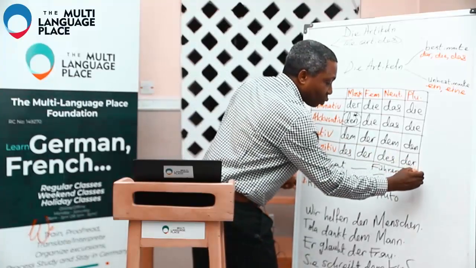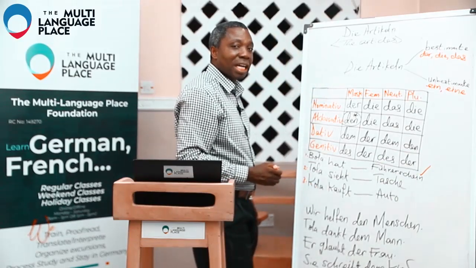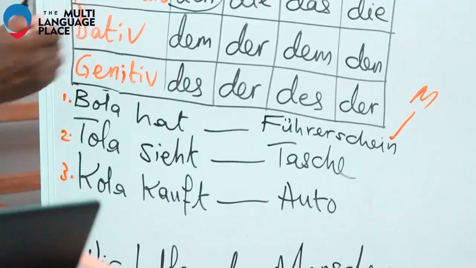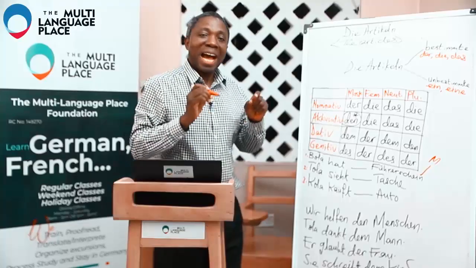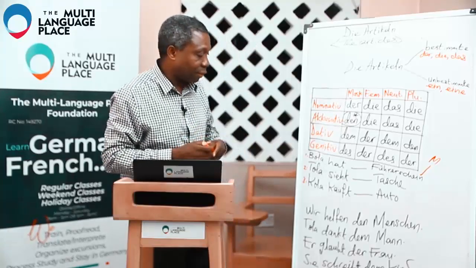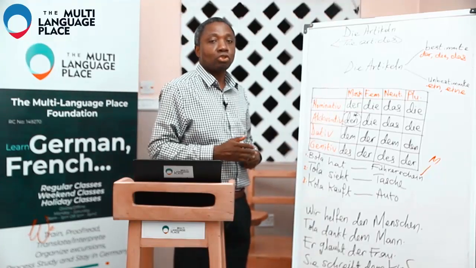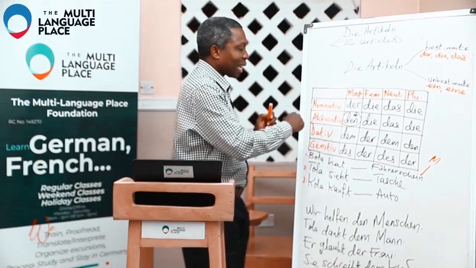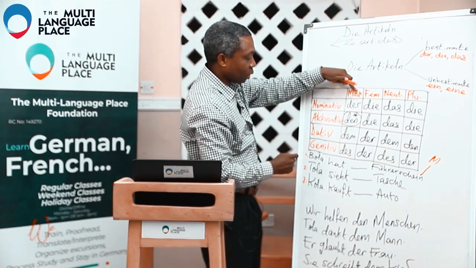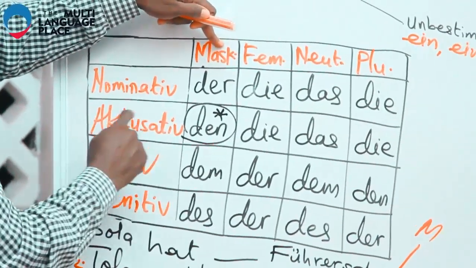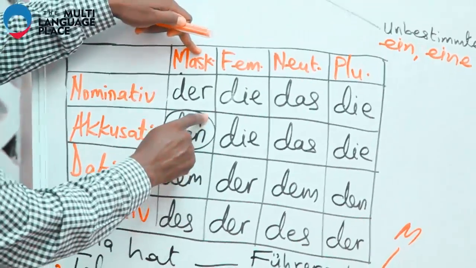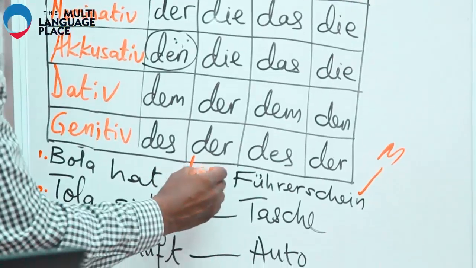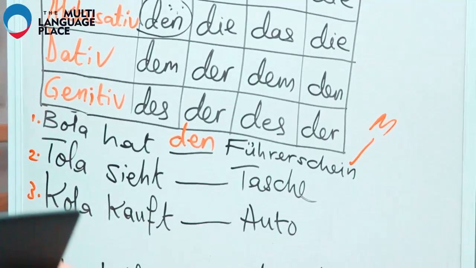Then we need to know about the gender of this one. Führerschein, der, masculine. So once it is masculine, and it is singular, and it is accusative, let's go back to the table to locate masculine, singular, accusative. We are falling on this again. So we have den. Bola hat den Führerschein. And then we go to the next one.